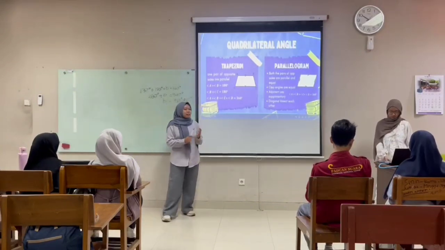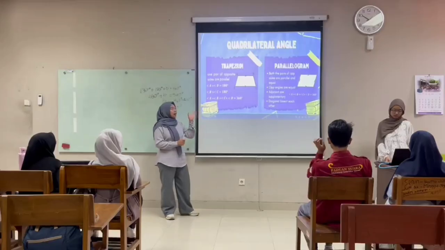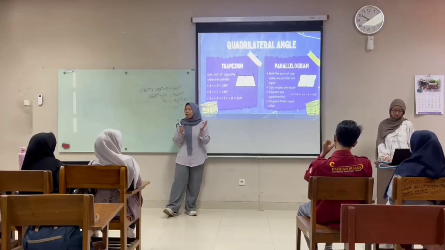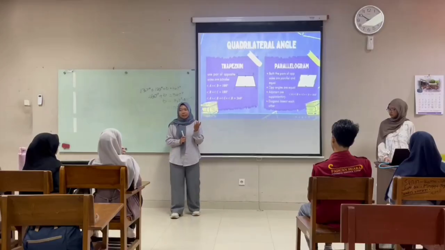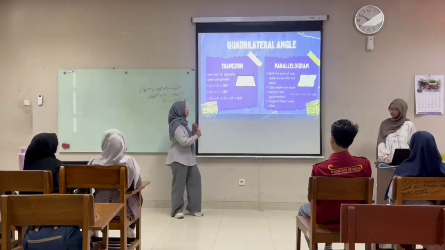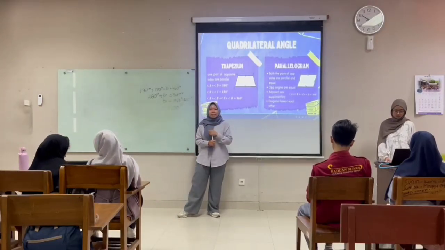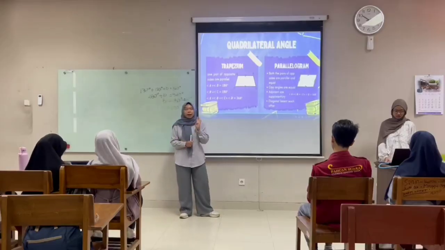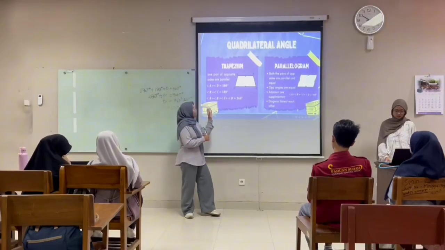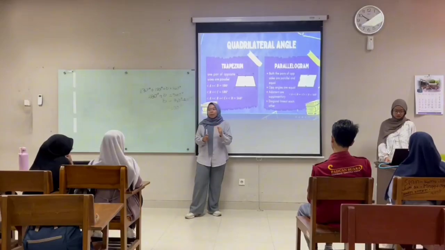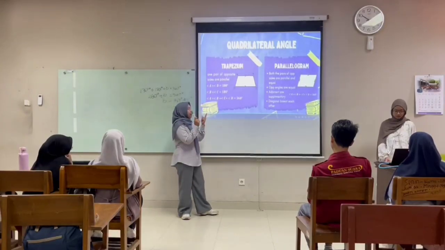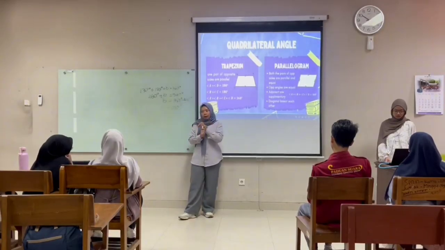Okay. The next material is quadrilateral angles and polygons. Before the next material, does anyone know what a quadrilateral is? No. Okay, no problem. A quadrilateral is a shape with 4 sides and 4 angles. Okay, the next material is 4 types of quadrilateral: trapezium, parallelogram, rectangle, and square.